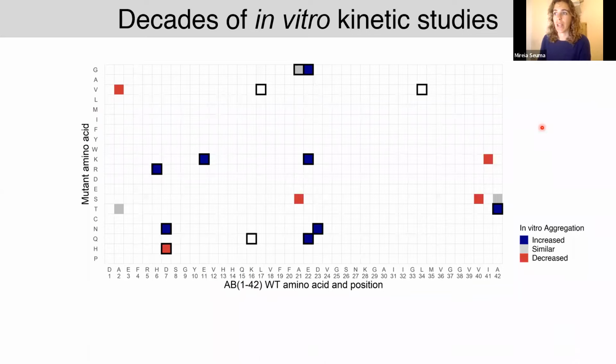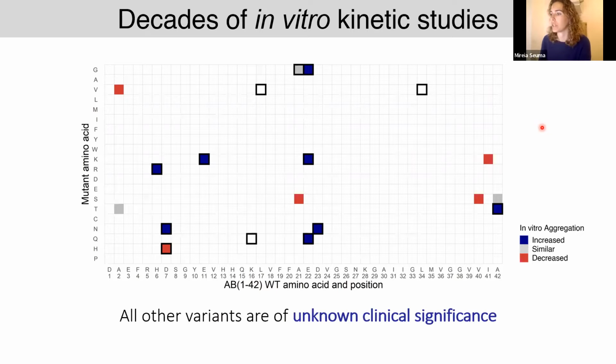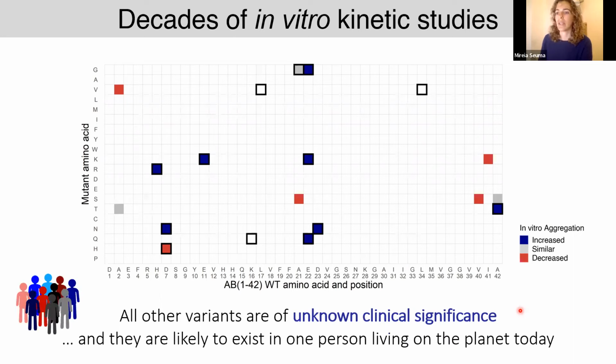This is also a very empty matrix, meaning that for the rest of the mutations, we have no information. We are not able to predict whether they can be pathogenic or not if we ever find them in a patient. So we are currently classifying them as variants of unknown clinical significance. And if we think about population size and mutation rate, all of them are very likely to exist in at least one person living on the planet today.